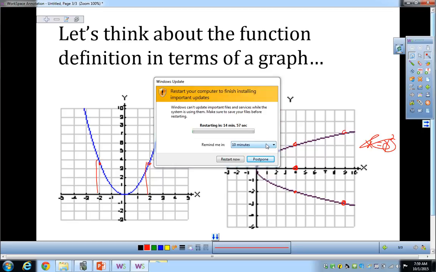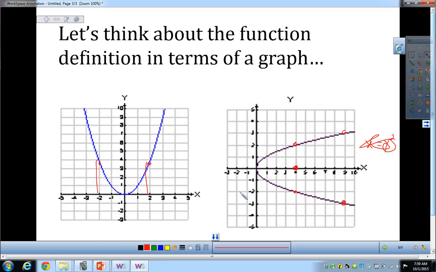Remind me in what? Postpone. So, my computer's going to blow up in the middle of my lesson.